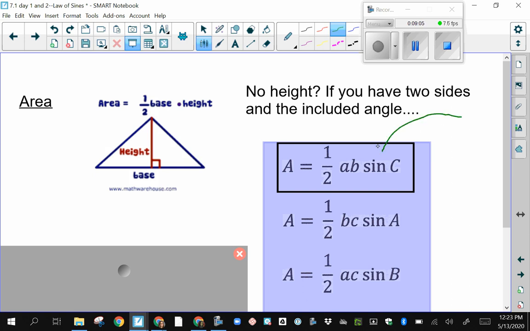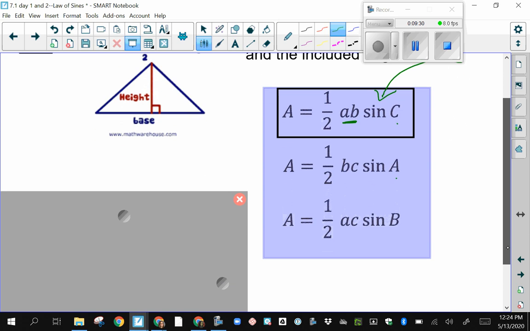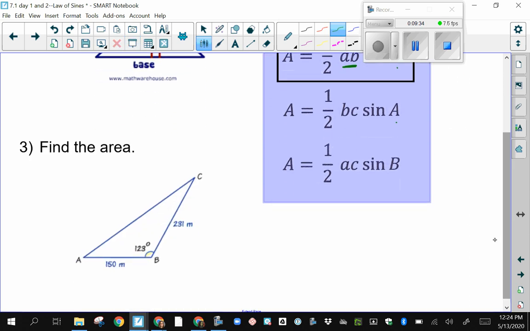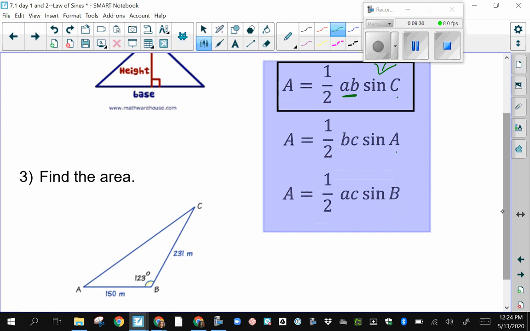I believe our textbook provides us with just the one formula, but you have seen these before, or maybe you will see these in the future. I want you to notice a pattern between these: A, B, and C; B, C, and A. What's happening here is we're always doing the included angle, okay? So I have this first formula memorized, the one that I have in the box, and I just apply that to each individual example. That is the area formula for that triangle.